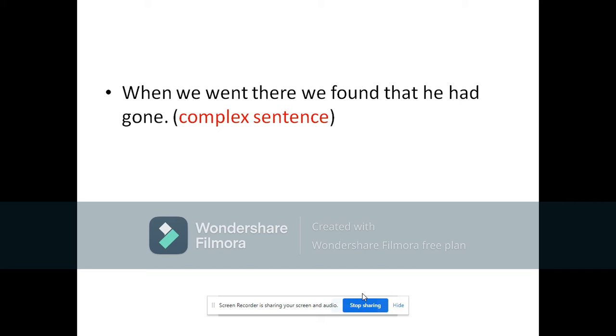Which is the main clause and which is the subordinate clause? You can see that there are two subordinate clauses and one main clause. In this sentence, there are two subordinate clauses and one main clause.